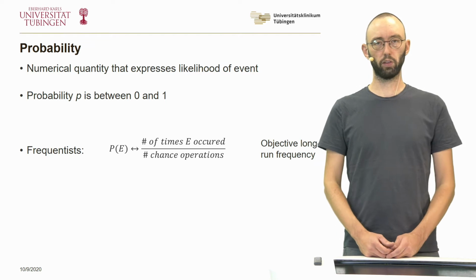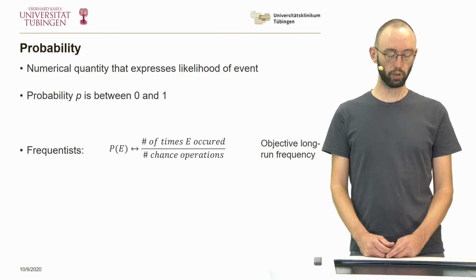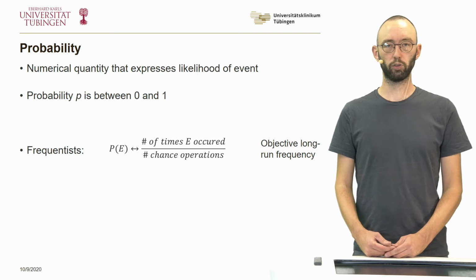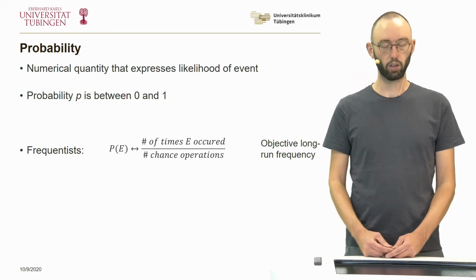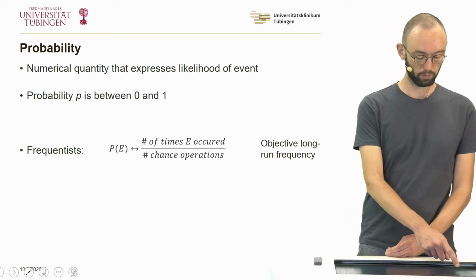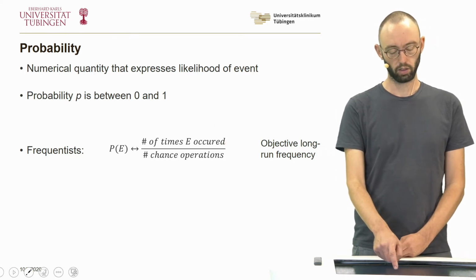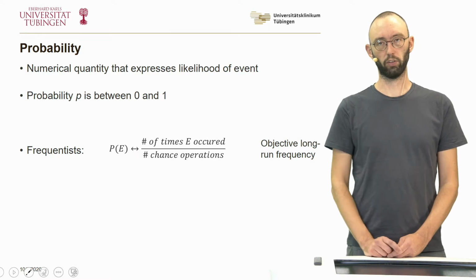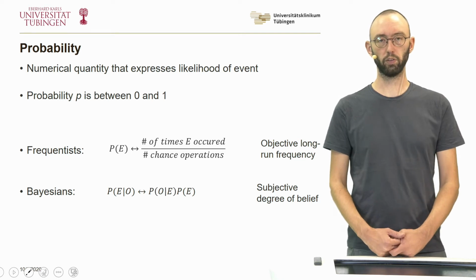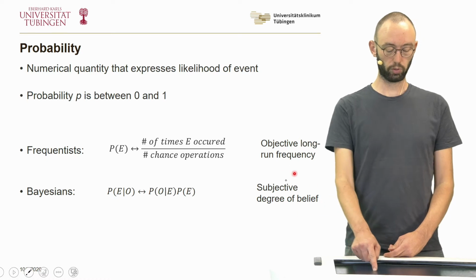You can think of probabilities in two ways. So-called frequentists believe that the probability of an event is the objective long-run frequency of the event occurring. So the probability of the event E would be the number of times E occurred across many chance operations. On the other hand, there's a school of probability theorists that think probabilities express more a subjective degree of beliefs.